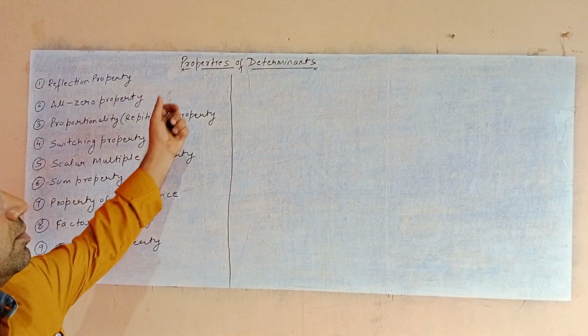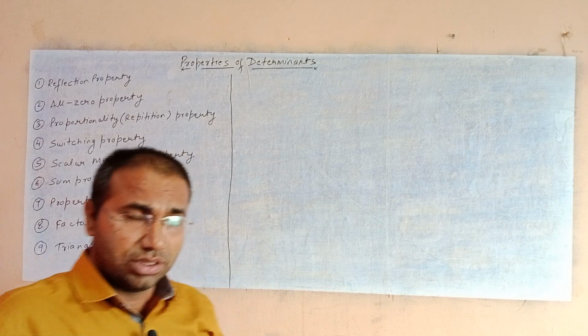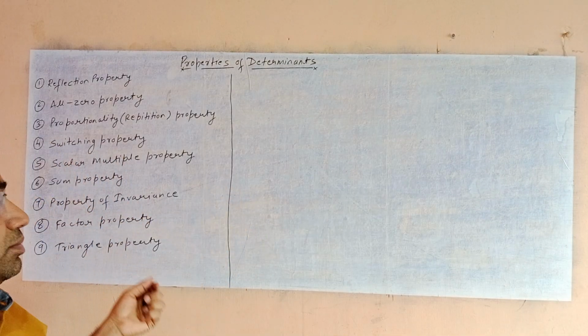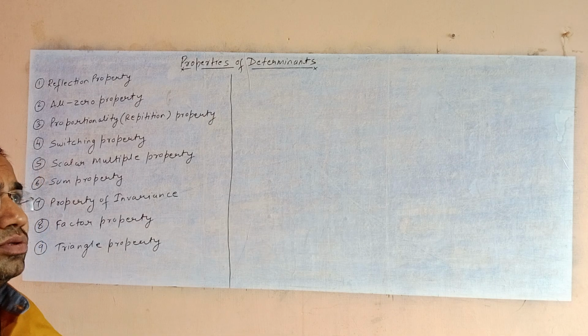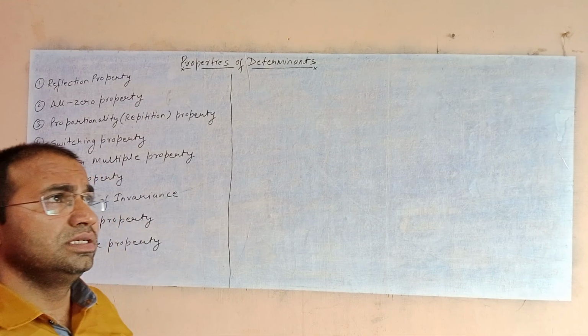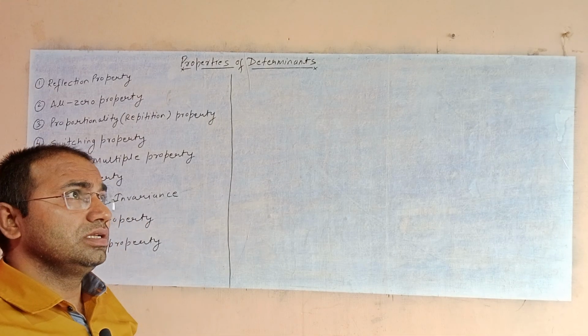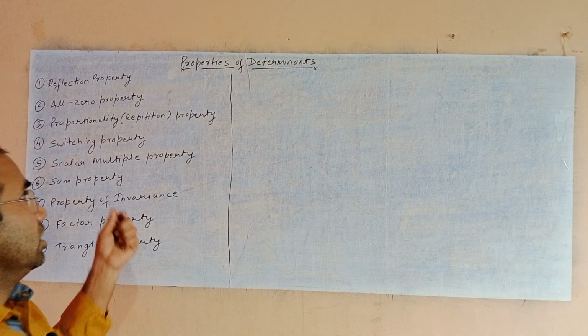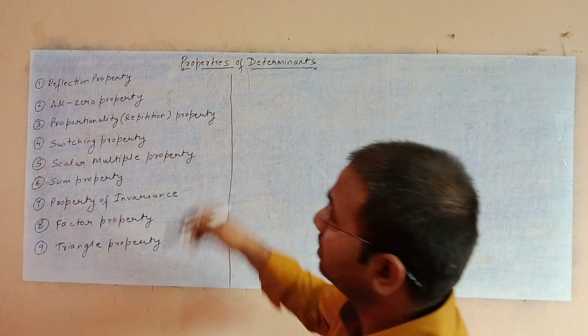See here what is written: properties of determinants. Today we are going to discuss the properties of determinants. Before this video we had discussed how you solve linear equations in three ways by using matrices. Now see here, what properties do determinants have?